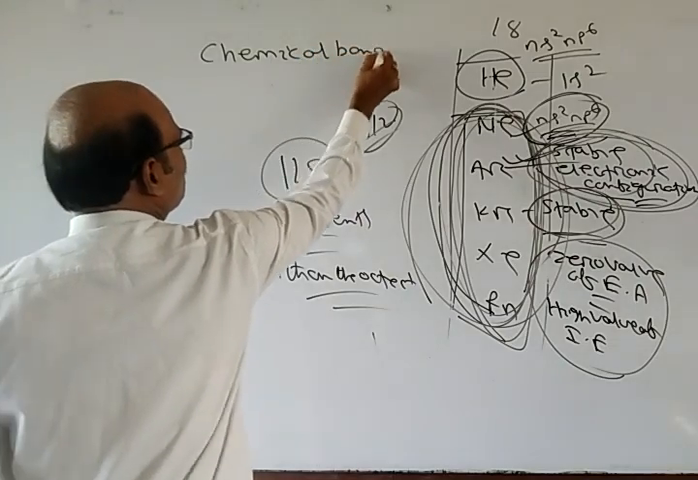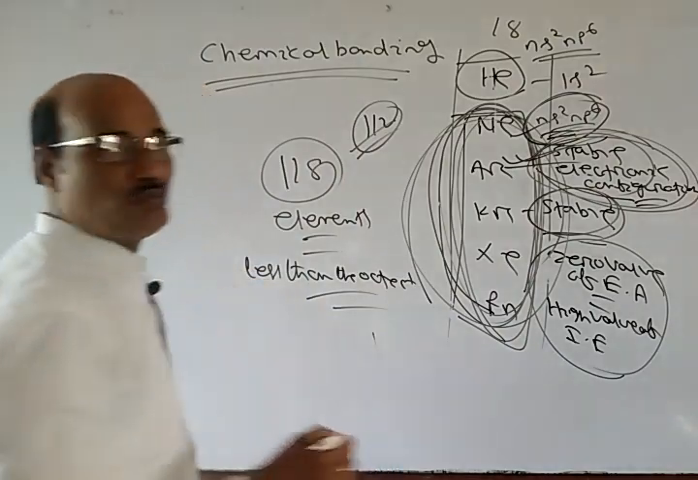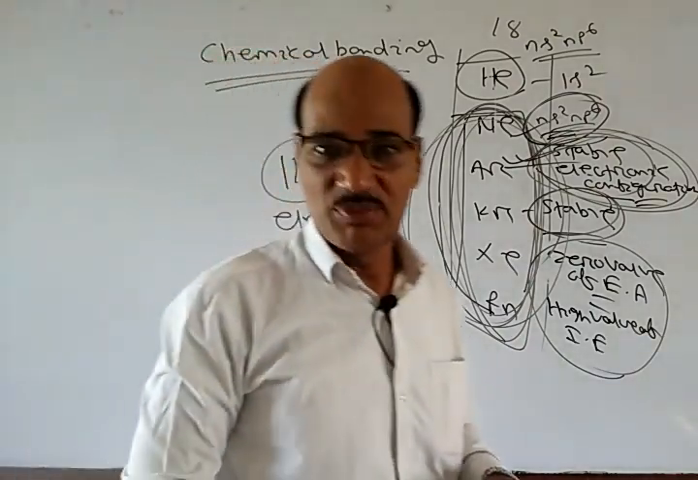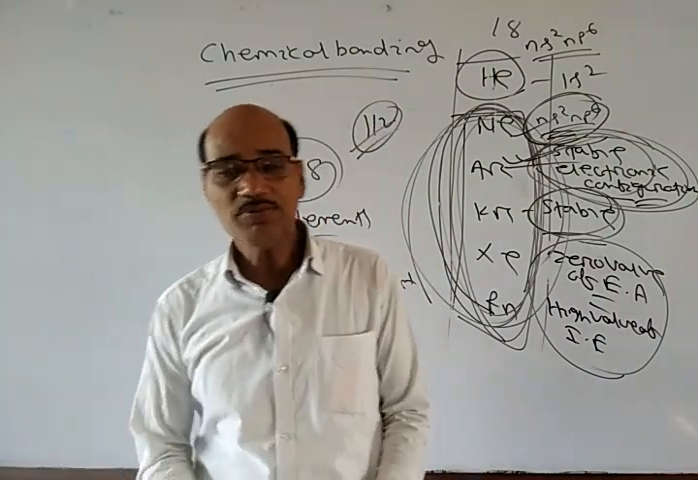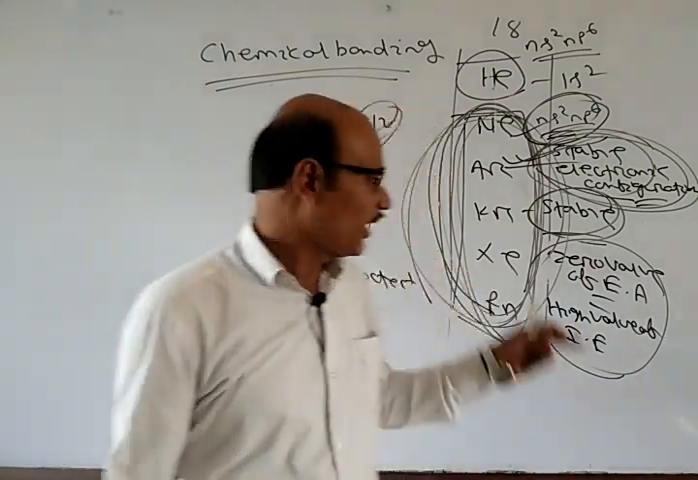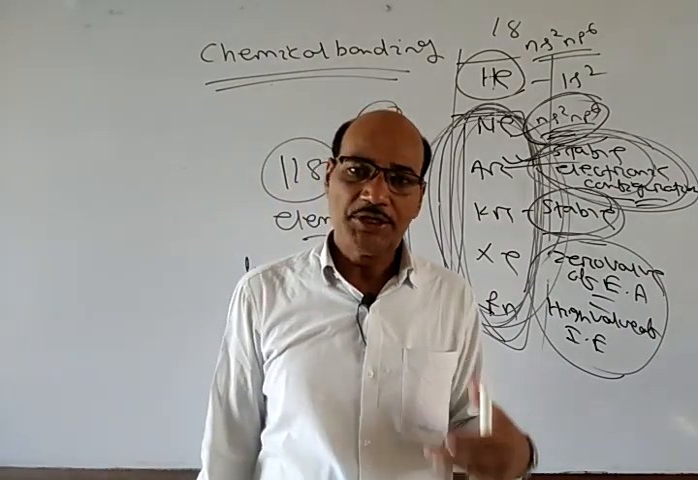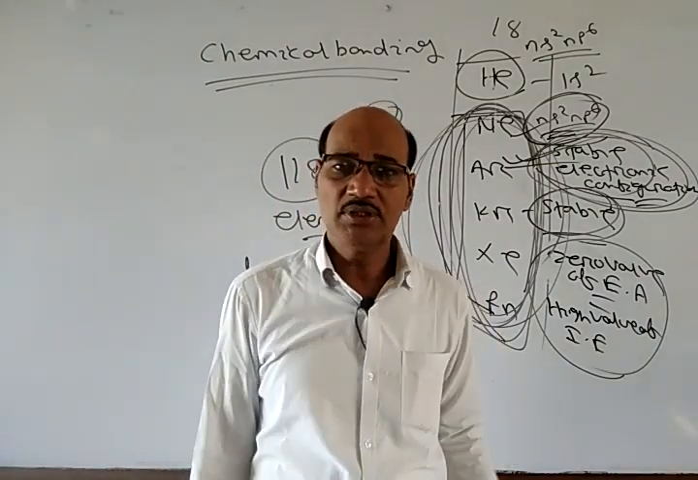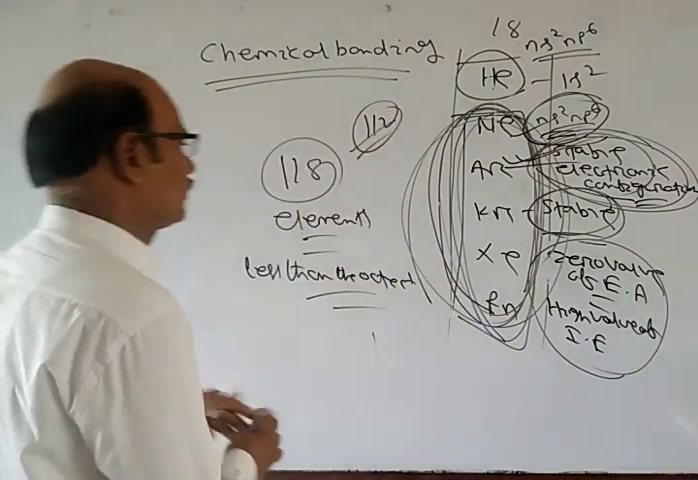So today's topic is what? Chemical bonding. In this chapter we will discuss what a chemical bond is. We already discussed why atoms combine, and we will cover different types of chemical bonds and different aspects of bonding in the coming classes. Okay, clear?